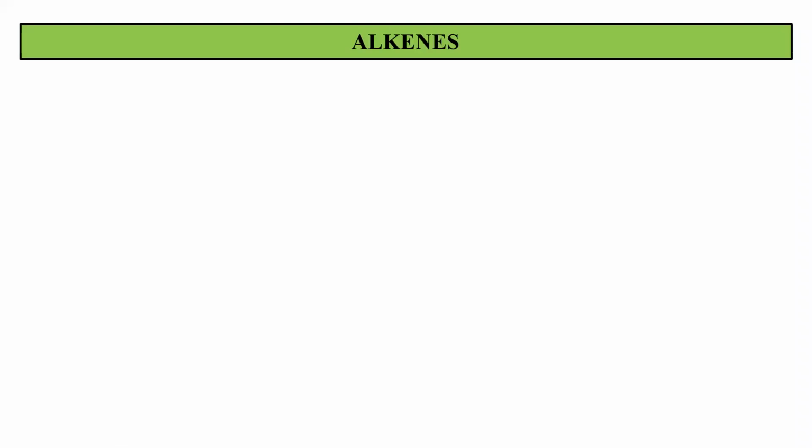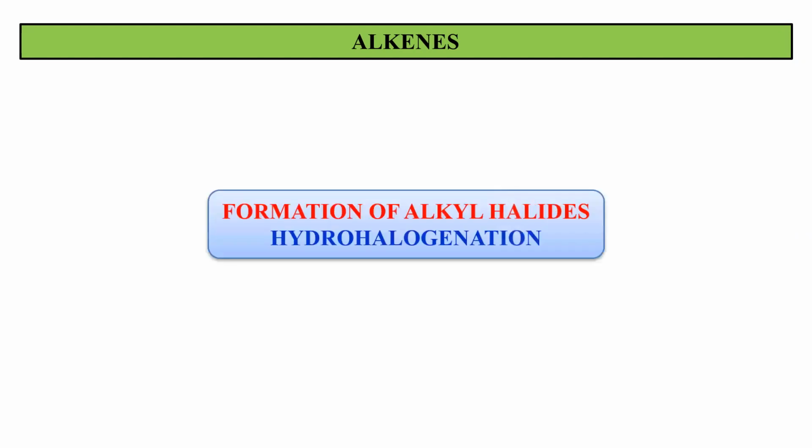Hello students. Now we are going to discuss one important reaction of alkenes, and that reaction is referred to as the formation of alkyl halides by the process of hydrohalogenation. Now, as the name suggests, hydrohalogenation means you are going to add hydrogen as well as halogen to an alkene molecule.